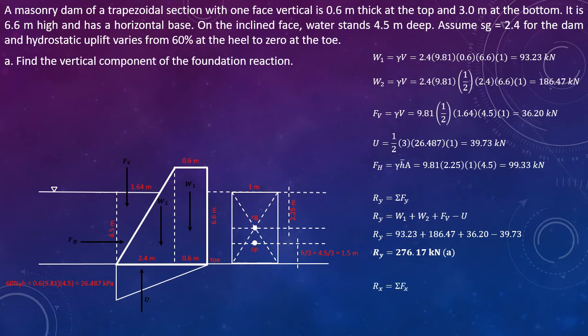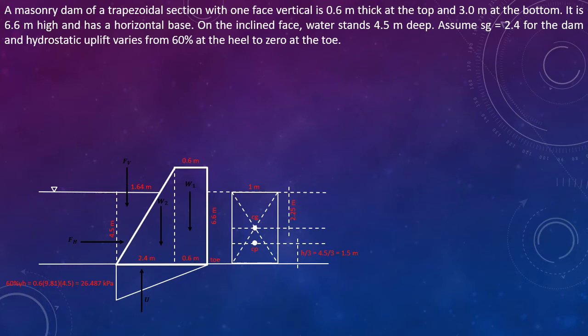And for our Rx, that is simply the summation of all horizontal forces. And we only have one horizontal force, FH. So therefore, Rx is equal to FH, which is 99.33 kilonewtons.